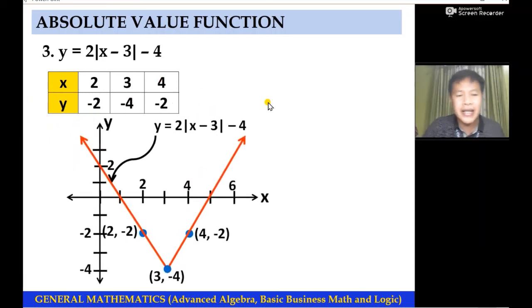And this is the graph. Take note, you are going to plot the vertex first. 3 and negative 4. 1, 2, 3. Then 1, 2, 3, 4. This is a 3 and negative 4. And this point, 2 and negative 2. 1, 2, positive x. And negative y. This is it. And the coordinates are 2 and negative 2. We have the point here 4 and negative 2. 1, 2, 3, 4. And going downward, which is negative 2.